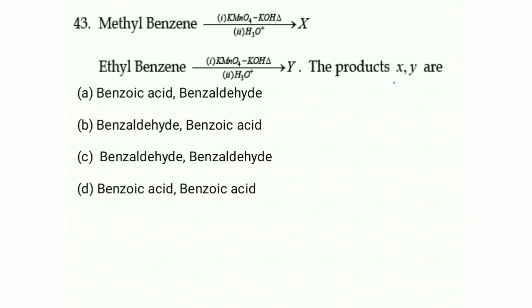43. Methylbenzene gives rise to what on oxidation? Ethylbenzene on oxidation gives rise to what? See here, side chain oxidation, when KMnO4 is used, side chain oxidation, all these give rise to, remember, benzoic acid only. So hence the answer for this is benzoic acid and benzoic acid.